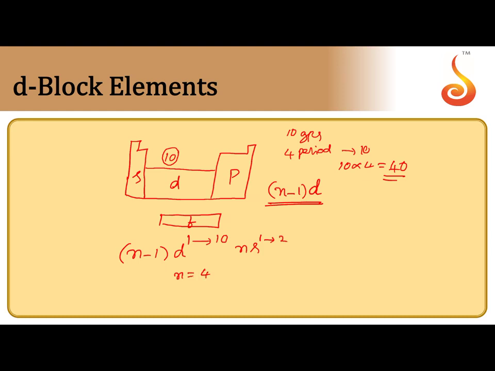N may be 4, 5, 6, 7. When n is equal to 4, the differentiating electron enters into the 3D subshell. That is why those 10 elements are called the 3D series, scandium to zinc. Like that, when n is equal to 5, the 4D series, then the 5D series and 6D series. In each series 10 elements are present.